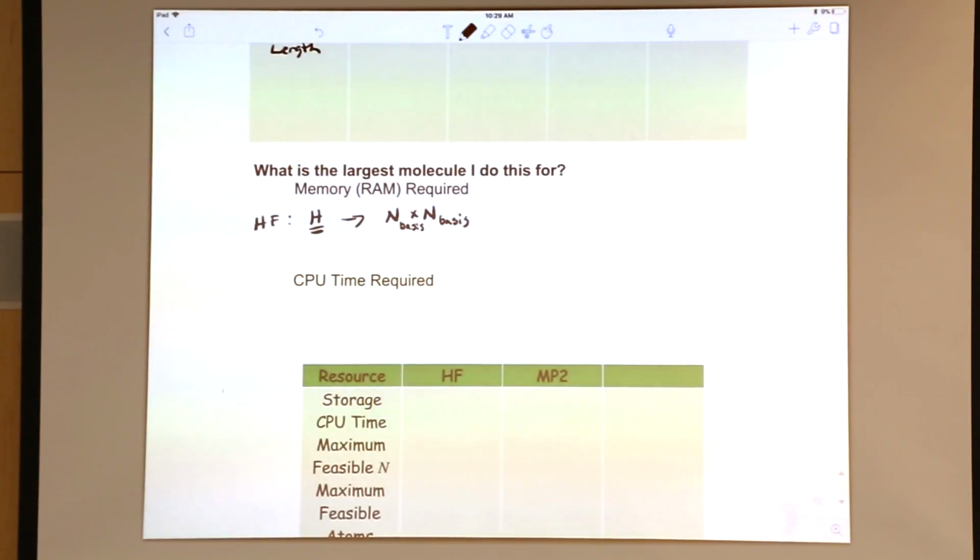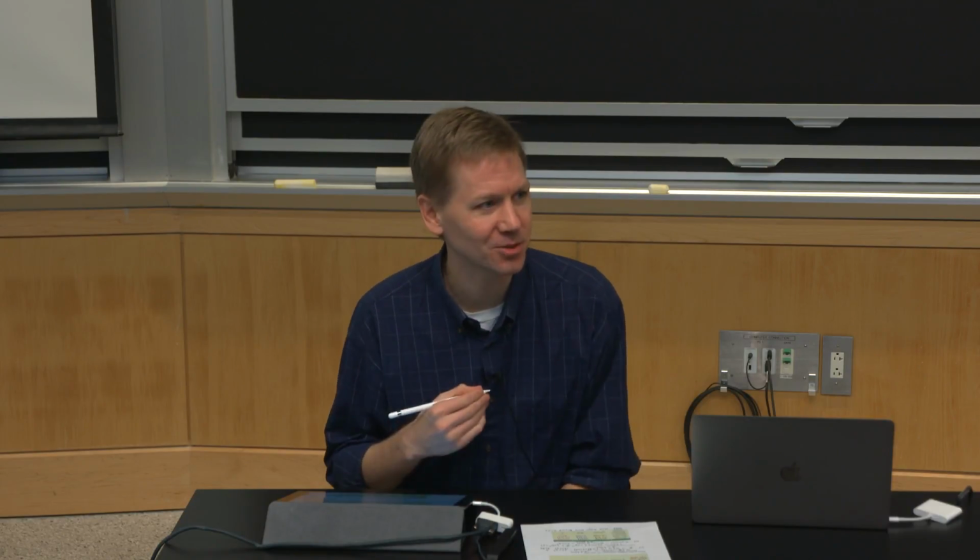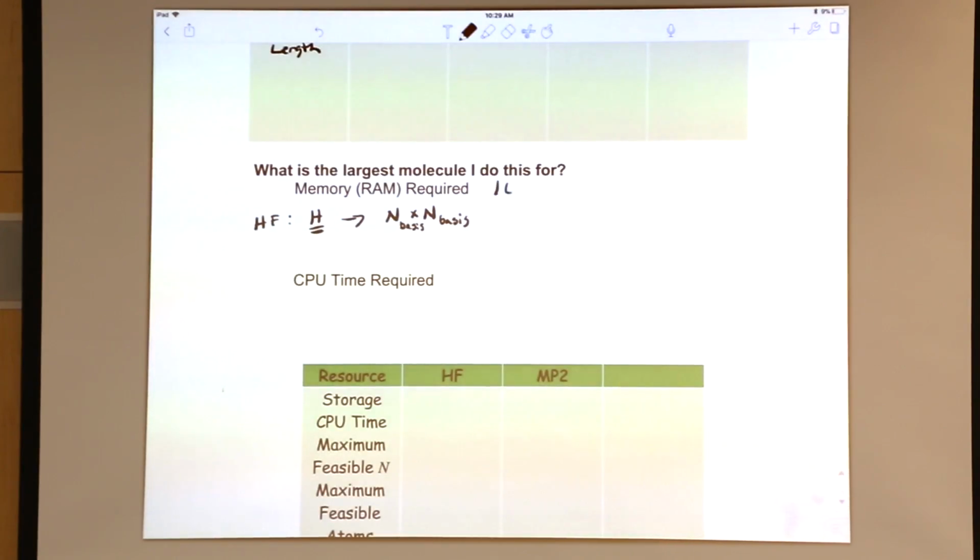RAM. So when I'm figuring out how much RAM is required, does anybody know how much RAM they have on their laptop or desktop computer? Nobody knows. 16 gigs. All right, that's what's on mine too. So, 16 gigabytes, which is 16 times 10 to the ninth bytes, roughly. So now we have to say, all right, for storing n basis times n basis numbers, how much does that take?